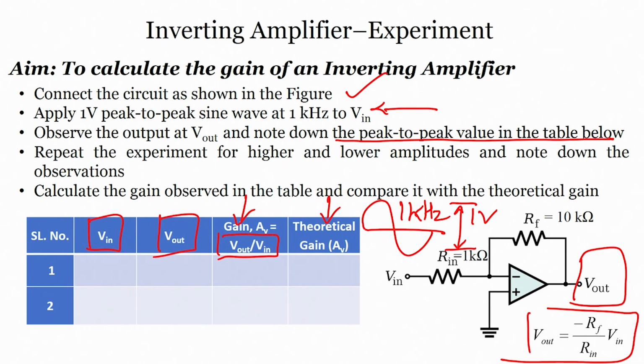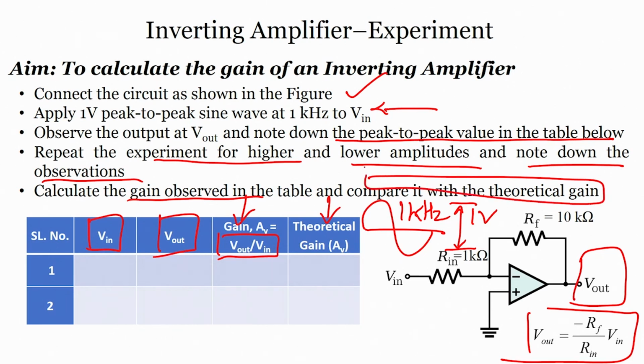Another thing is, repeat the experiment for higher and lower amplitudes and note down the observation. So, we will just change the amplitude of the signal, and we will see what is the change in the gain, alright. Calculate the gain observed in the table and compare it with the theoretical gain. So, there are several things that we have to do in this experiment. Let us start one by one.